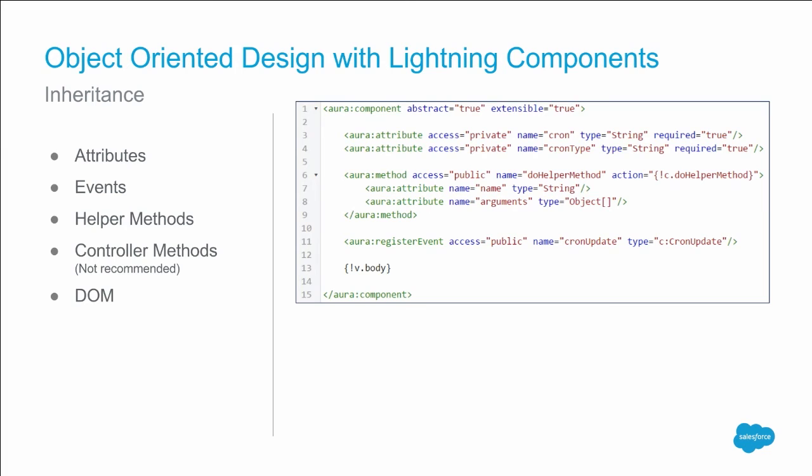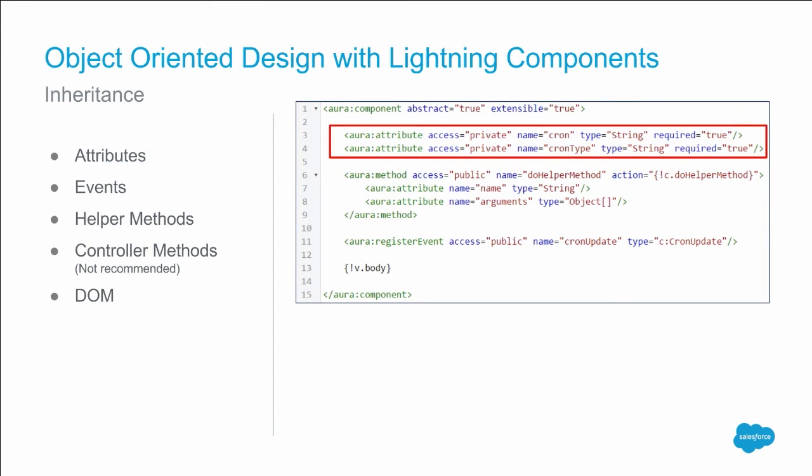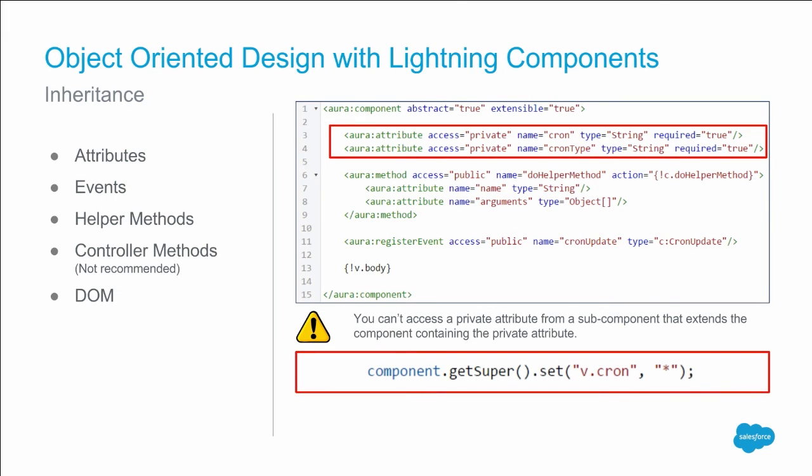What else do you need to know about using inheritance? So what is inherited when you extend a component? Well, the first thing is the attributes. So again, this is the cron component, and the cron picker will have access to these attributes. Now, a peculiarity of Lightning is that you can't directly access those private attributes. If you were looking at something like Apex, if you were to extend a class, you can just get to all those attributes in the same way as if they belong to that class. In Lightning, it's slightly different at the moment. You need to go indirectly, and a method is provided to do that for you.